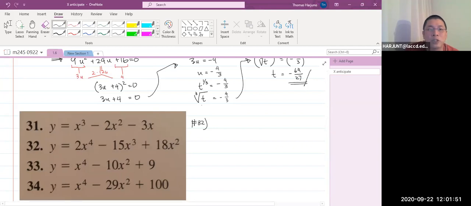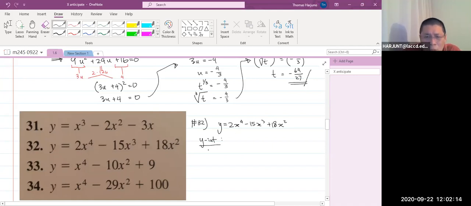Number 32, this is basically factoring again. The question, which I forgot to write, is to find the y and x intercepts. Eventually we will need to graph this polynomial, but for now, let's find the y-intercept. The y-intercept is when x equals 0. So when x equals 0, I get y equals 0 minus 0 plus 0, that's 0. So the y-intercept is (0, 0).